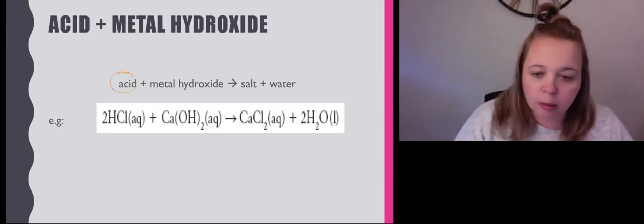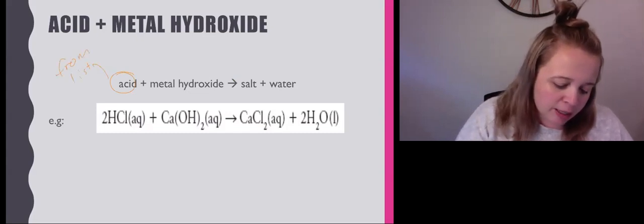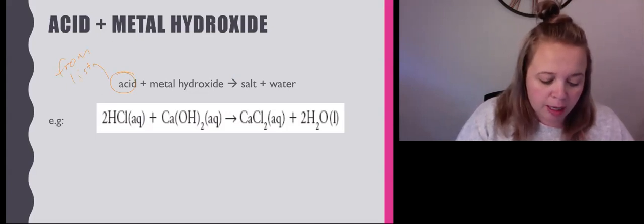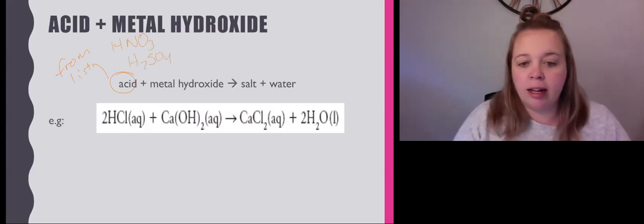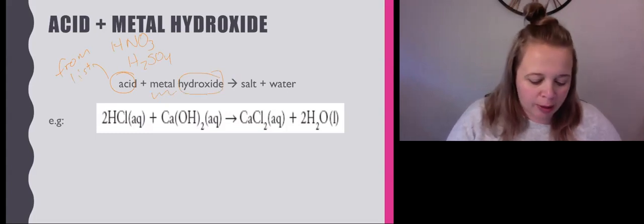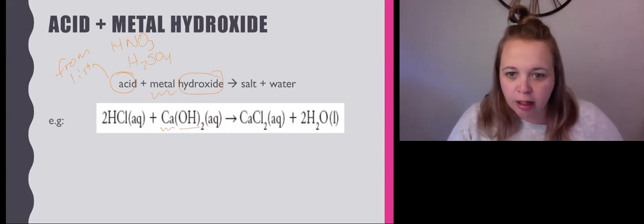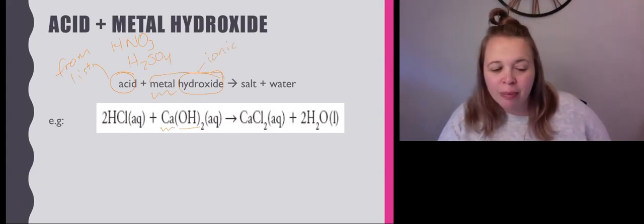Taking one of our acids from our list of acids, this could be HCl like it is in this equation, it could be HNO3, nitric acid, it could be H2SO4, anything like that, any acid at all. We're going to add that to any kind of metal mixed with hydroxide. So in this case, we're looking at calcium hydroxide. You need to know that this metal and hydroxide is an ionic compound, so you should be able to figure out your formulas from the numbers there.